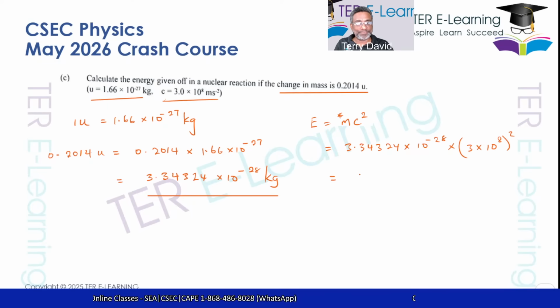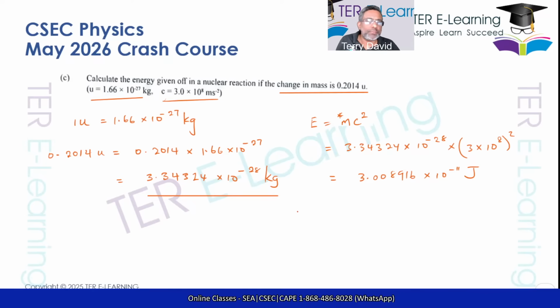And we're going to get, so generally I don't round this up at all, 8916 joules. Okay, so these are things that show up in the exam a lot. We need to make sure we know this.